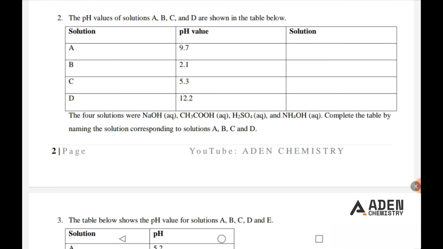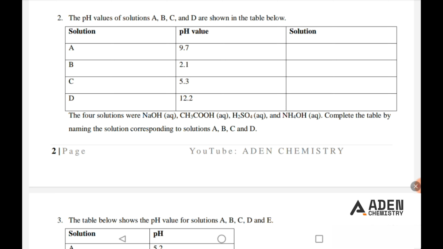In example 2, we are told the pH values of solutions A, B, C, and D are shown in the table below. As we see here, there are solutions A, B, C, D, and these are their pH values. The 4 solutions were sodium hydroxide solution, ethanoic acid solution, sulfuric acid solution, and ammonium hydroxide solution. We are told to complete the table by naming the solutions corresponding to A, B, C, and D.